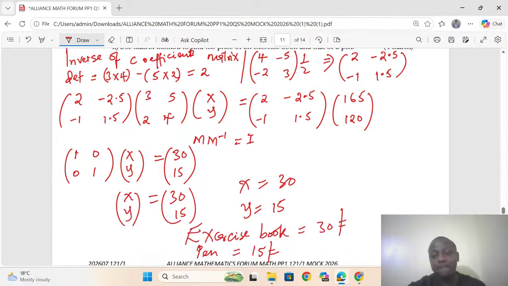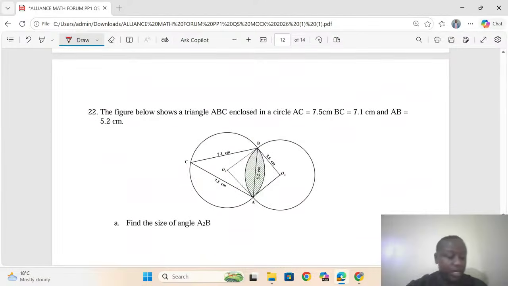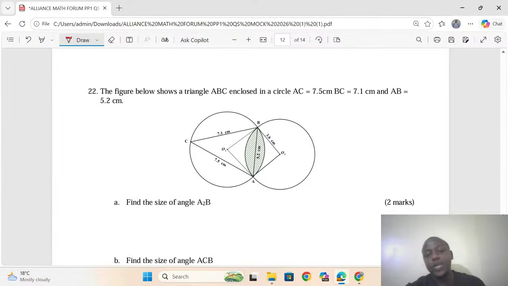Are we together, ladies and gentlemen? If yes, type yes. We are together.